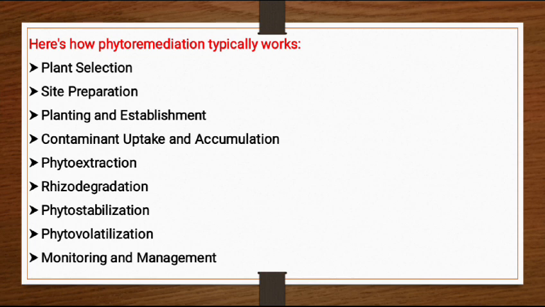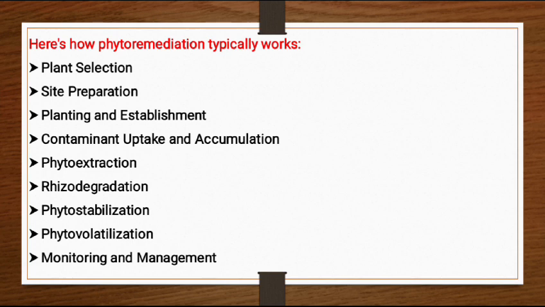Next one is planting and establishment. The selected plant species or cultivars are planted in the contaminated soil or water. The plants may be grown directly in the contaminated site or in specifically constructed treatment sites such as constructed wetlands, vegetated filter strips or hydroponic systems.